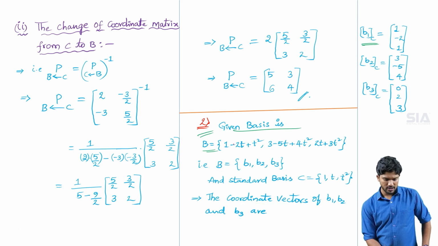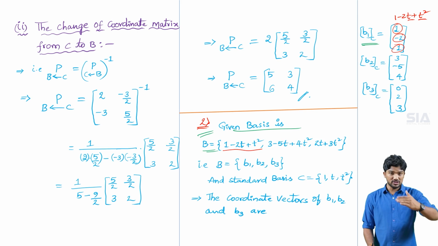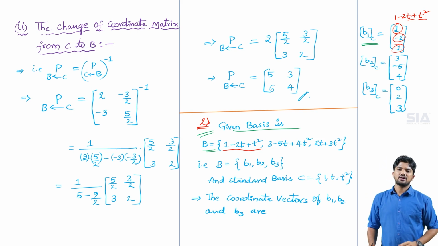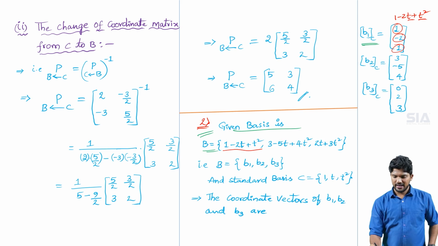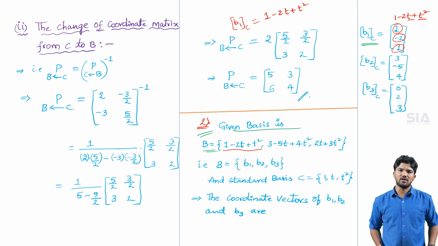Here you can observe that from this condition, 1 minus 2t plus t square is there. Here the first constant is 1, the t coefficient is minus 2, the t square coefficient is plus 1. Those scalar values only we take as the coordinate vector. The coordinate vector is only scalars. It is actually a linear combination. Here we have B1 with respect to C equal to 1 minus 2t plus t square, a linear combination.